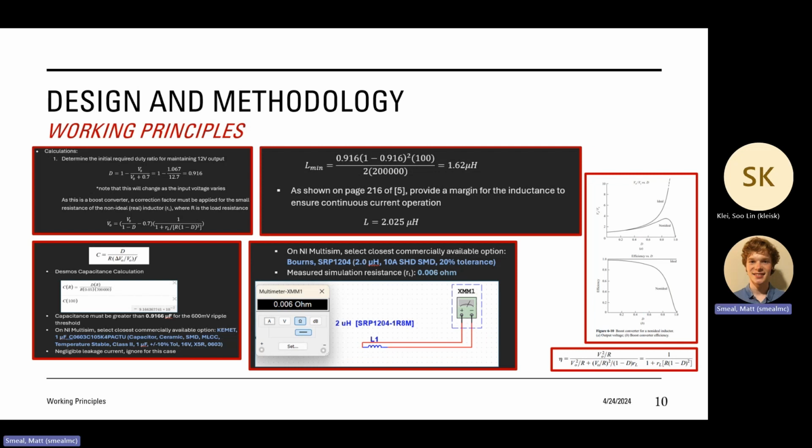So general things that we went through. We first calculated the duty cycle that we wanted for 1 to 12 volts. We also factored in, of course, the diode voltage drop. We assumed 0.7 volts, so you can see 12.7 in the denominator there for that calculation over on the top left. That got us 0.916 for our duty ratio. And obviously that can change with the input voltage.